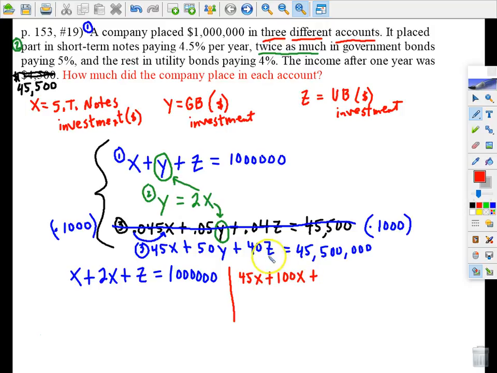plus 40z equals 45,500,000. Okay, and then we can combine like terms in both cases. x plus 2x is 3x. And 45 plus 100, of course, is 145x.